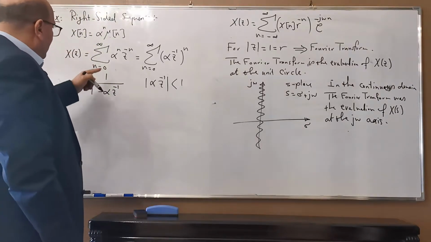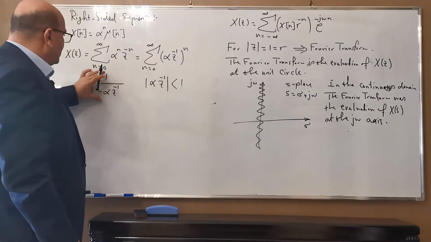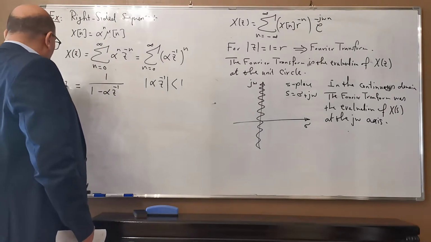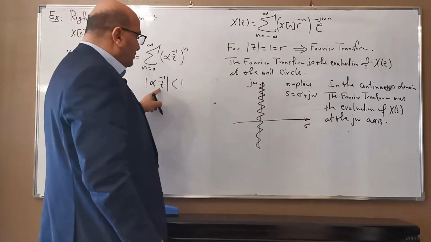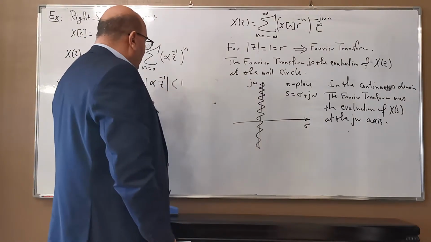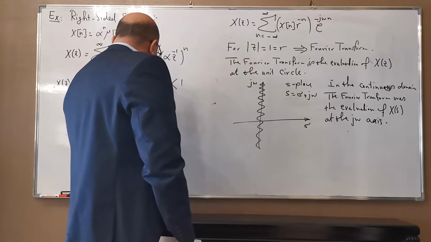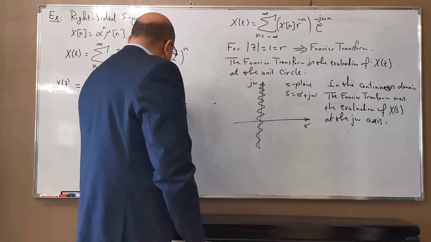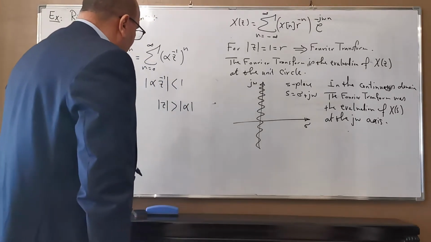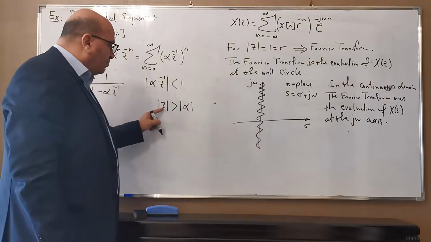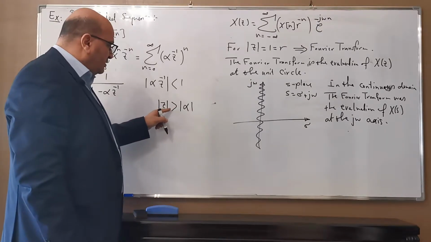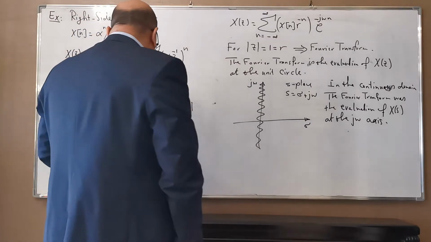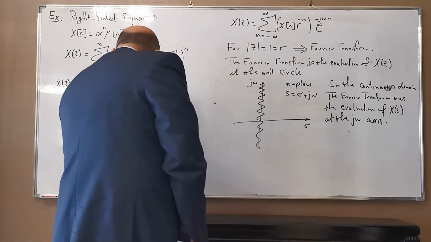Okay? So this summation will converge to this result for x of z if the magnitude of alpha times z inverse is less than 1, or the magnitude of z is greater than the magnitude of alpha. The magnitude of Z is all the points in the Z plane that have a magnitude greater than the positive value of alpha.